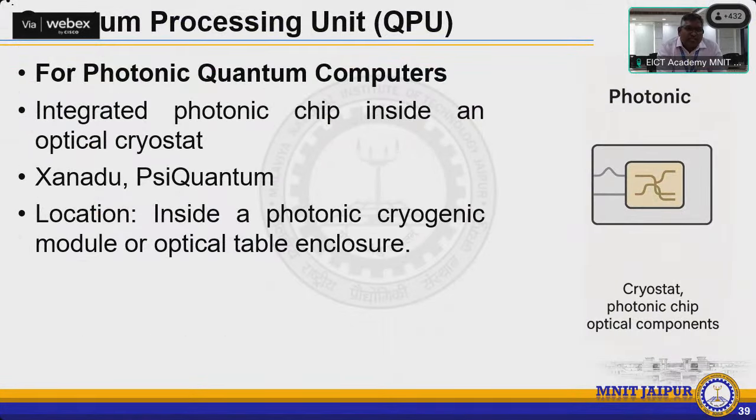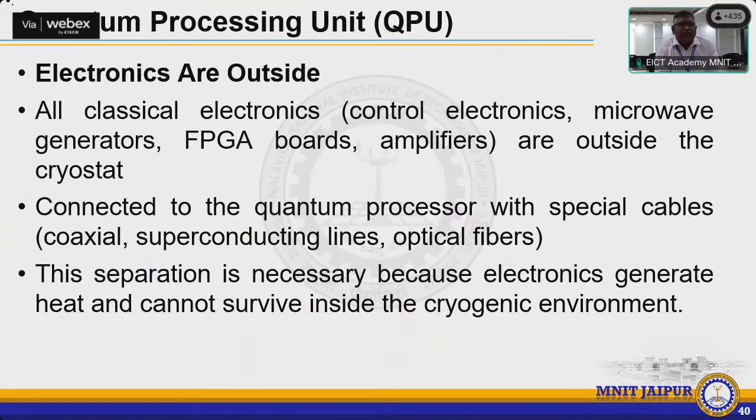When we look at the last one, there are many, but I'm looking at three things that we are discussing. The photonic quantum computers: it's an integrated photonic chip inside an optical cryostat. Here also temperature is to be maintained. So you maintain a cryogenic module inside an optical table enclosure. Here you have companies called Xanadu and PsiQuantum. They make this photonic quantum computer. Xanadu was the company which came out with PennyLane. So the PennyLane framework will work on quantum computers. So that's what we can try to understand, right?